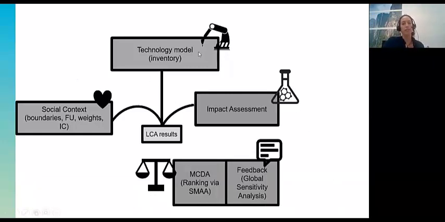Right? You're comparing this new technology with something that already exists, and you include multiple impact categories. Often there is not one single best alternative. So how do you deal with these pros and cons? How do you deal with uncertainty? How do you deal with conflicting stakeholder values?